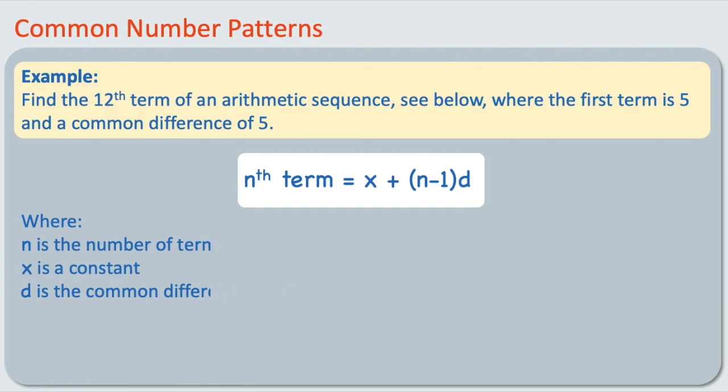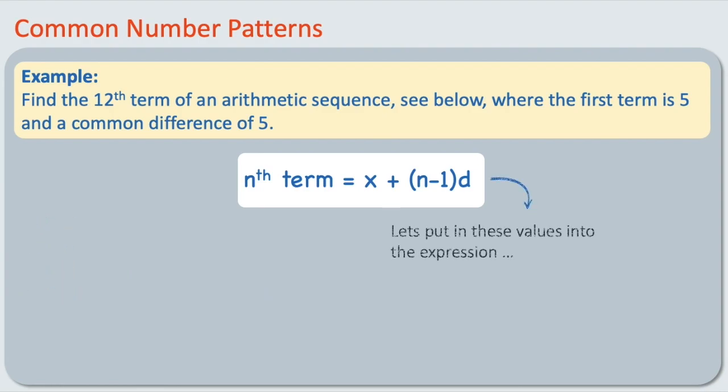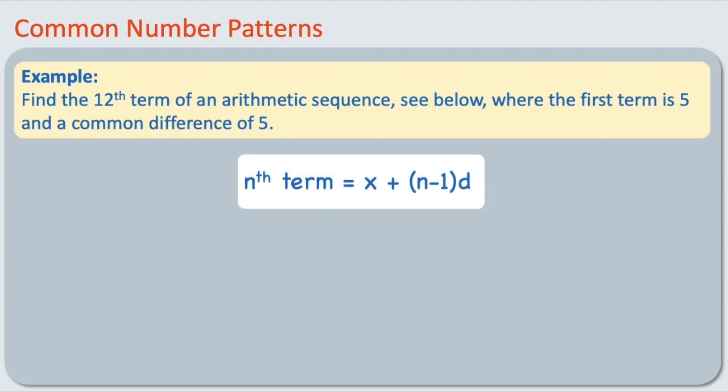Let's put these values that we know into the expression. First term is 5, which is equal to x, the constant, plus (1 minus 1) multiplied by 5. We can now solve this for x, and x is equal to 5. Let's just go back to the arithmetic sequence expression. We can now input the value for x, like this.